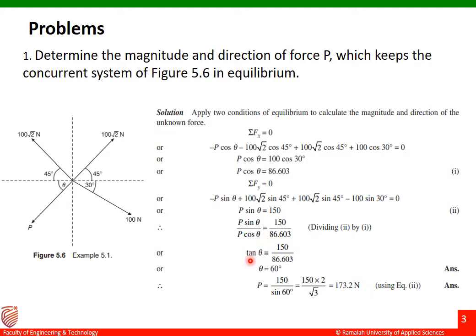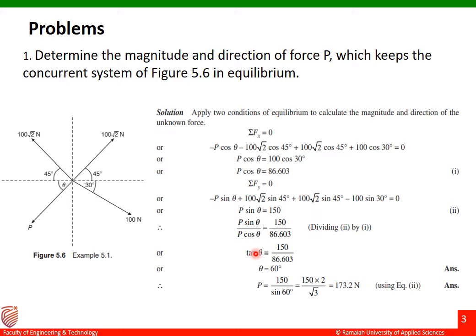So we are going to get the answer for tan theta. P will get cancelled here. Sin theta by cos theta will be tan theta. So tan theta equals 150 divided by 86.603. So theta equals tan inverse of 150 divided by 86.603. We are going to get the answer for theta as 60 degrees.